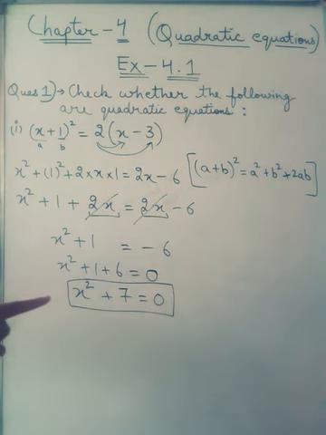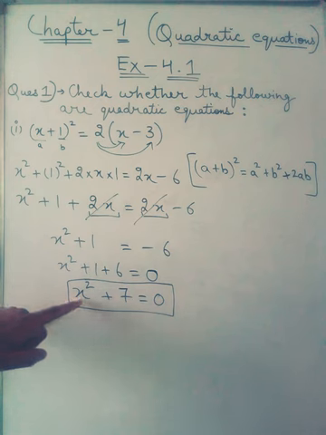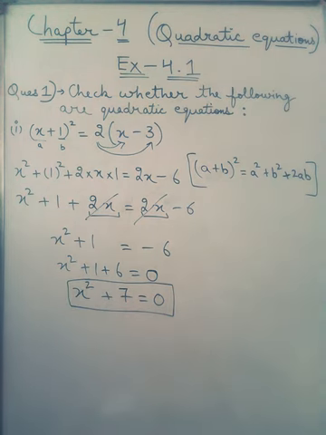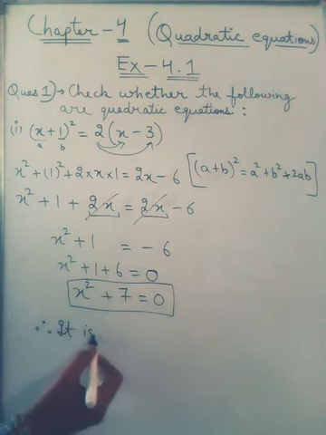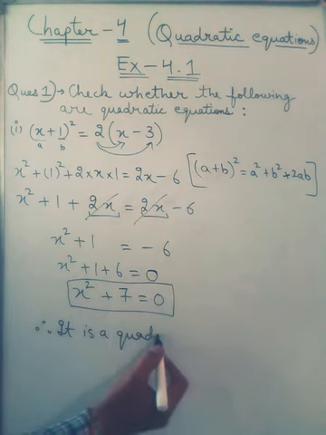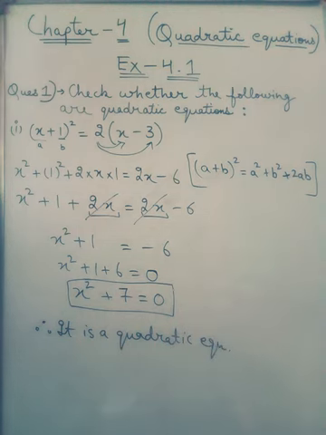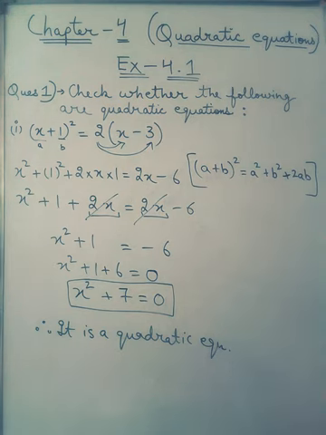Now we have to check whether this equation is quadratic or not. Here the variable is x and the highest power of x in this equation is 2. Therefore it is a quadratic equation. If the highest power of the variable is not 2, then it will not be a quadratic equation.